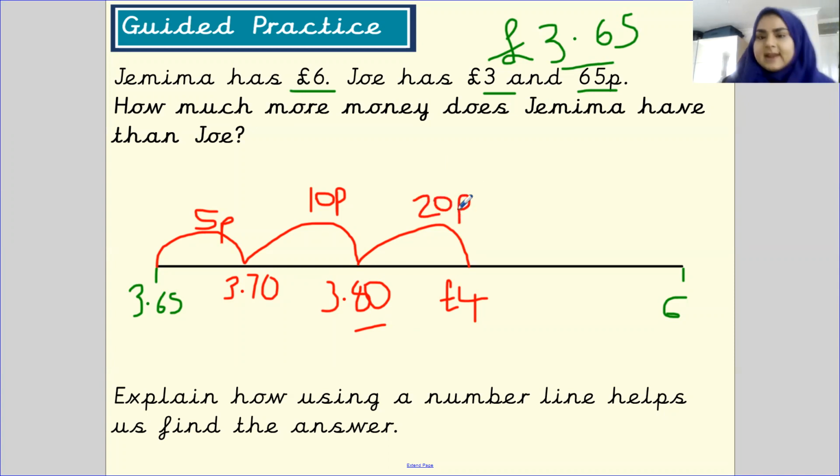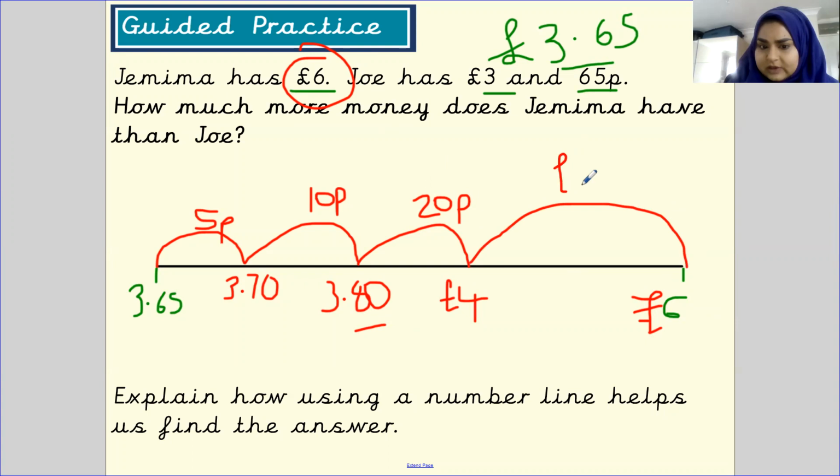Now I have £4, but I need to get to £6 because that's how much Jemima has. Now, if I'm on £4, how can I get to 6? I can use £1. Yeah, so 1, 4, 5, 6. So that is my £1. So I'll be using two £1 coins. Well, the easiest way will be to use a £2 coin. So I am going to use a £2 coin.